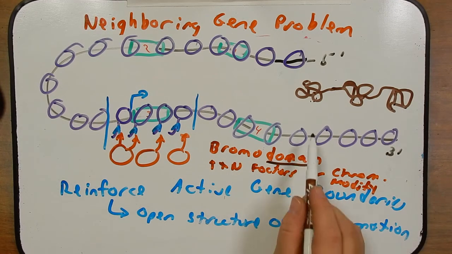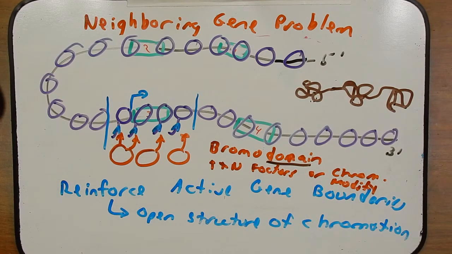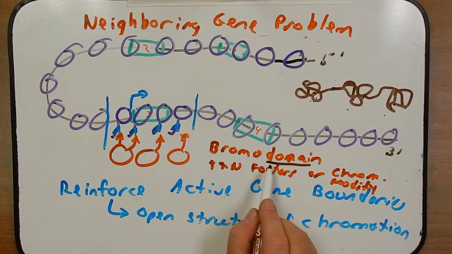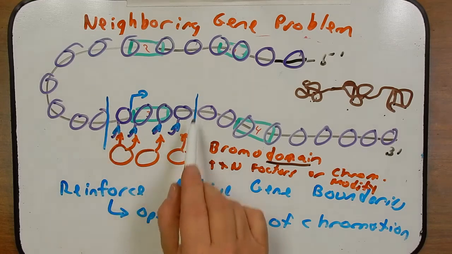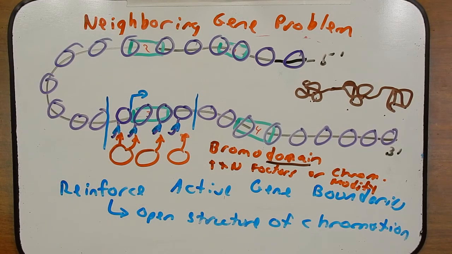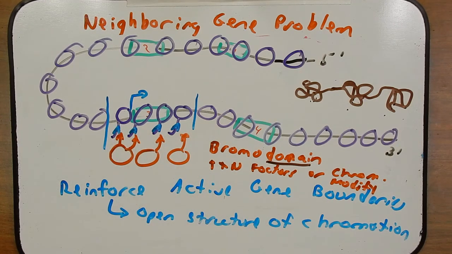So domains are parts of a folded protein that have unique and independent functions compared to the rest of the protein. I just want to summarize real quick what these bromodomains do. They bind to these acetylated lysines, only acetylated lysines. They reinforce this border of the gene. They're often found attached to large protein complexes like transcription factors, the SWI/SNF complexes that are important in activating gene expression.